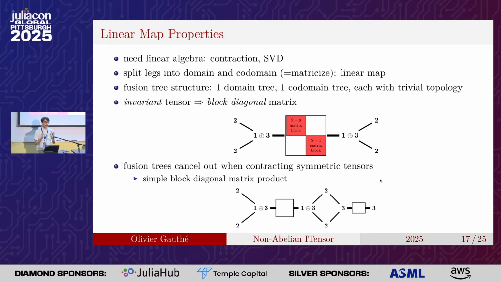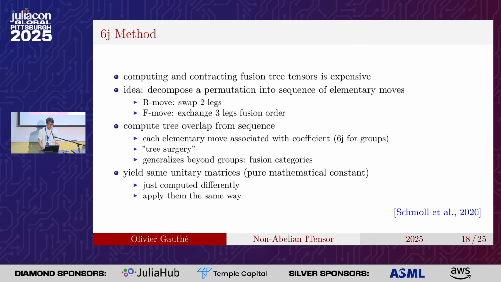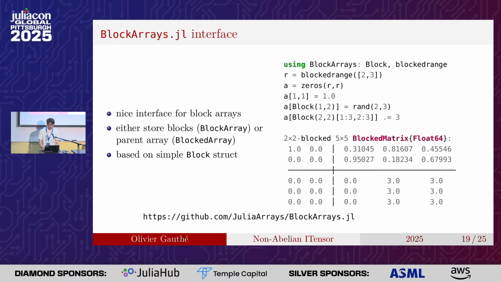I would just say that I need to conserve linear map properties. So I need to compute, let's say, a singular value decomposition. So I will always conserve a form where I have two fusion trees, one for the domain and one for the codomain, meaning I'm matricizing my tensor. And it's here the block diagonal matrix that allows me to efficiently do tensor contraction as block matrix product. There is an optimization with 6j coefficients for the expert. I think I won't go into this.